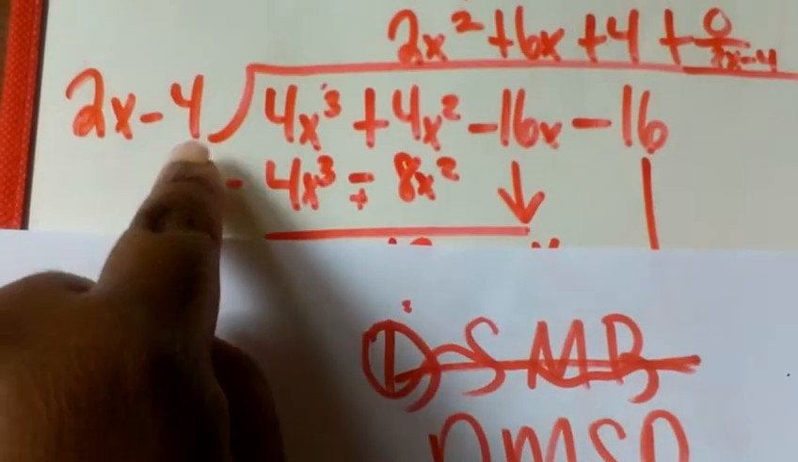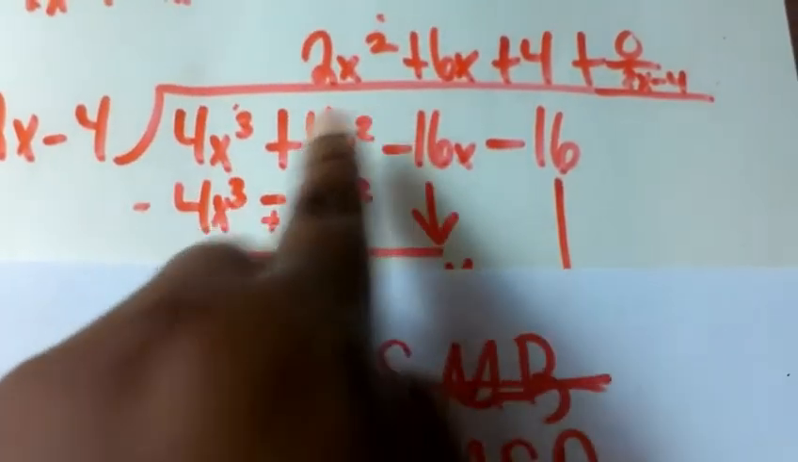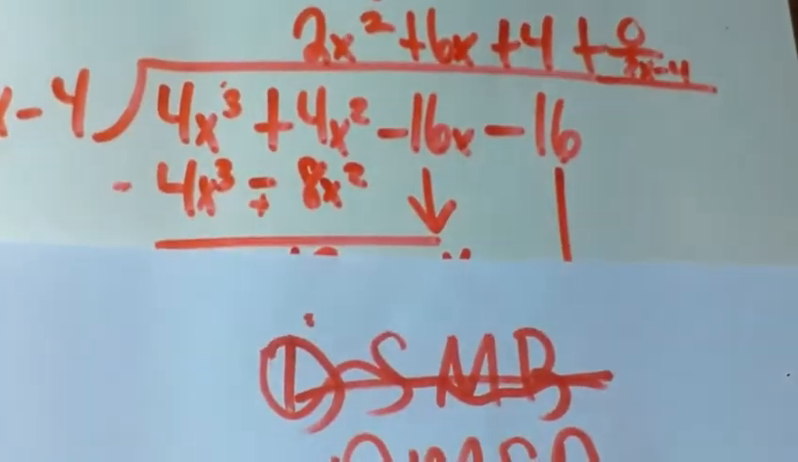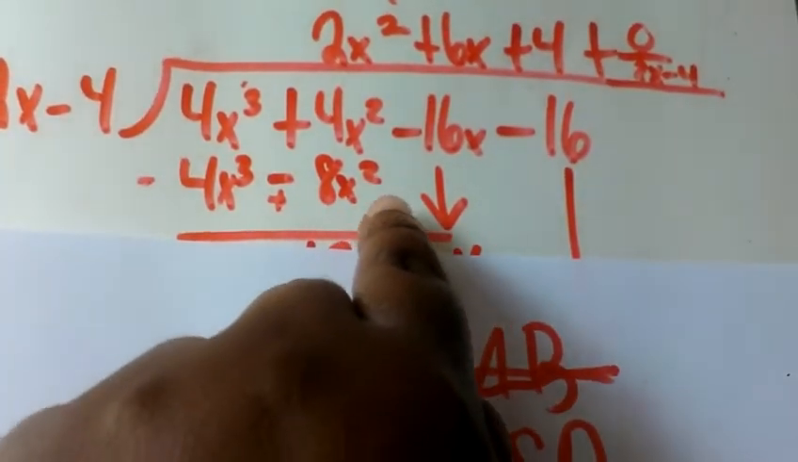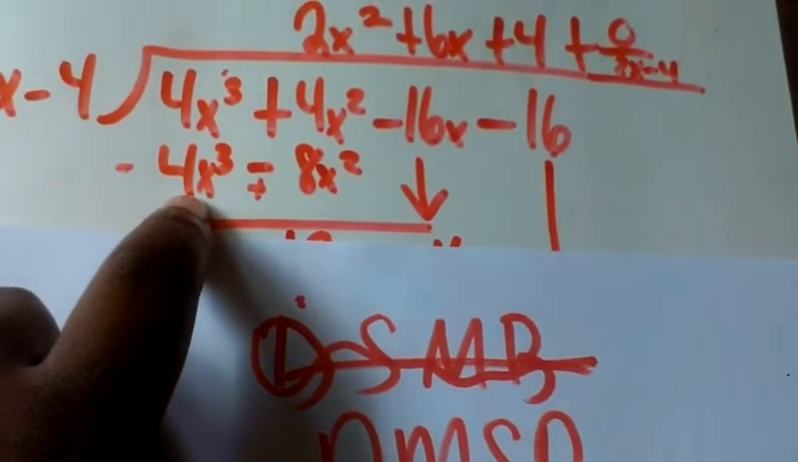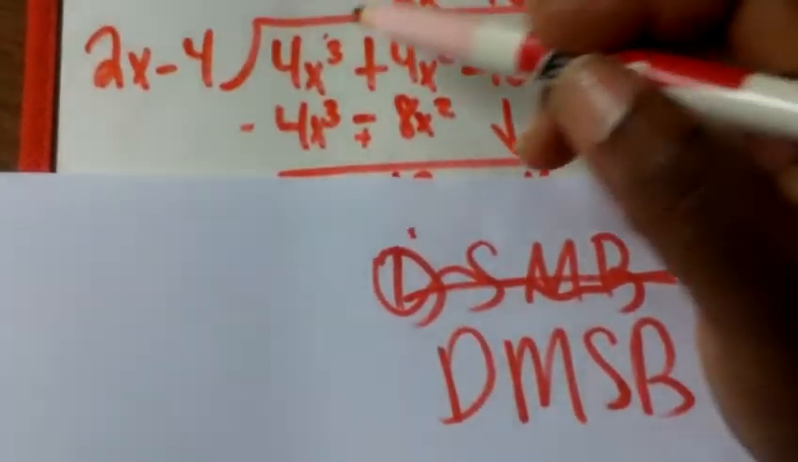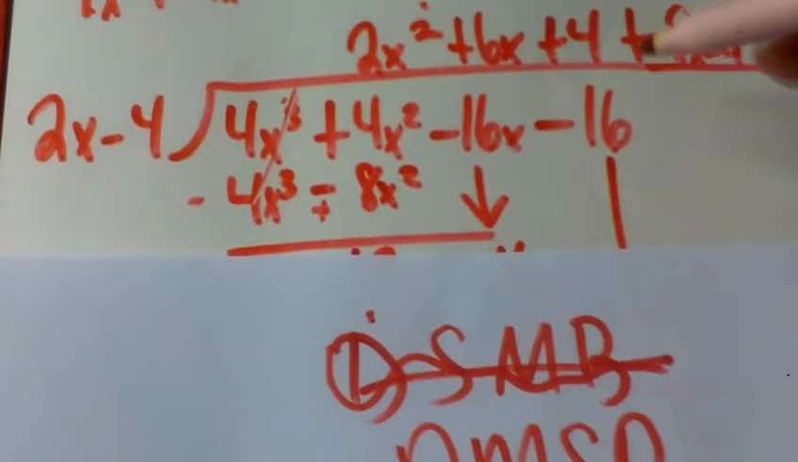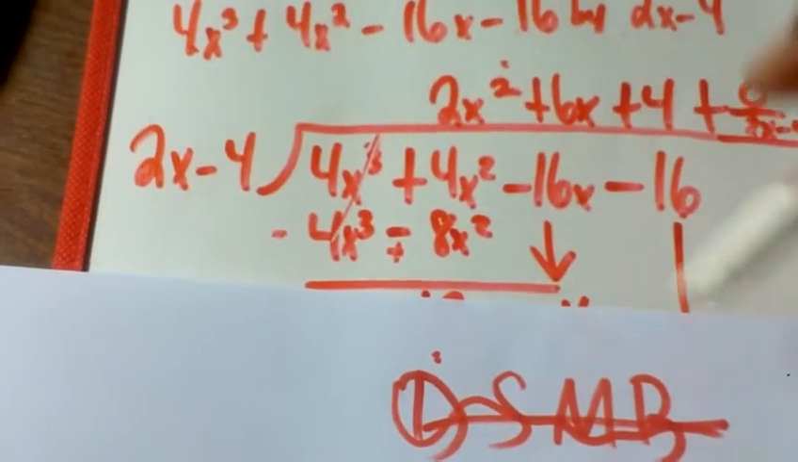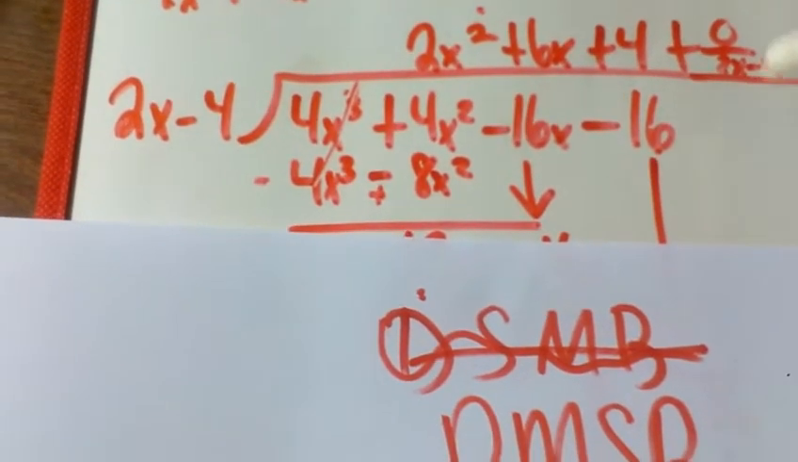So the next step is you're going to take that negative 4 and multiply it by the answer that you get from the first part of the problem. And then you have a negative 4 times 2x squared. That gives you a negative 8x squared. And then you change your signs. So it becomes a negative 4x to the third, and this becomes a positive 8x squared. And that way, these 4x to the third cancel, because the whole problem is based on moving on to the last problem or number in your equation.